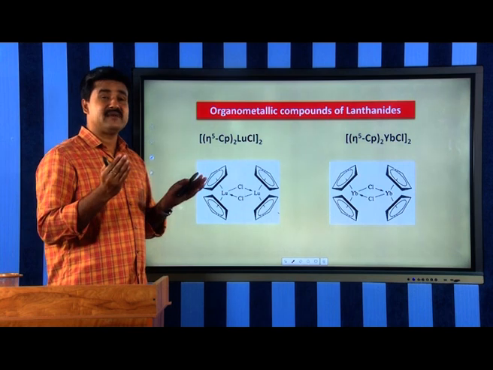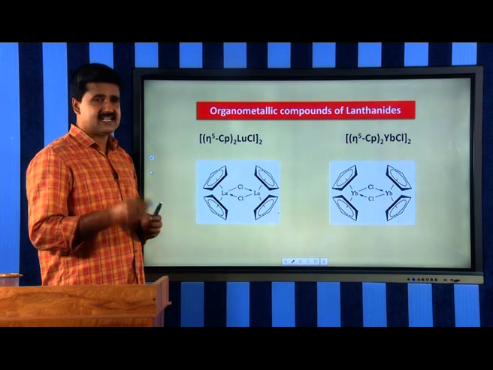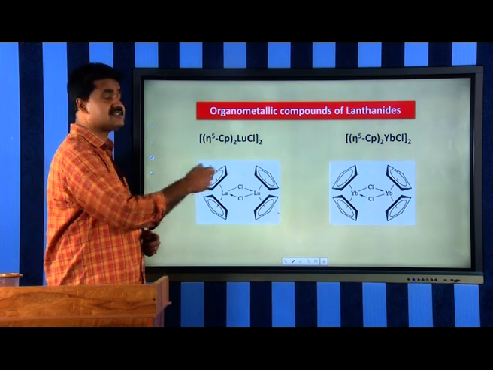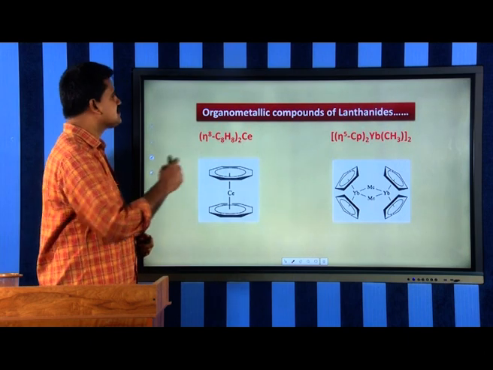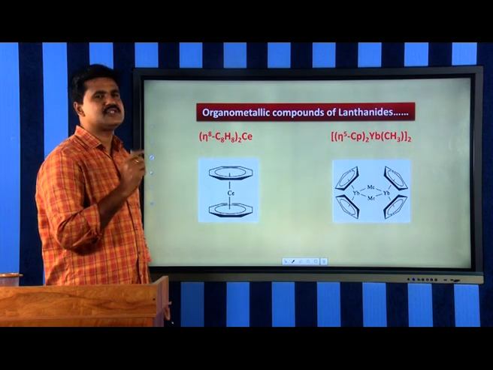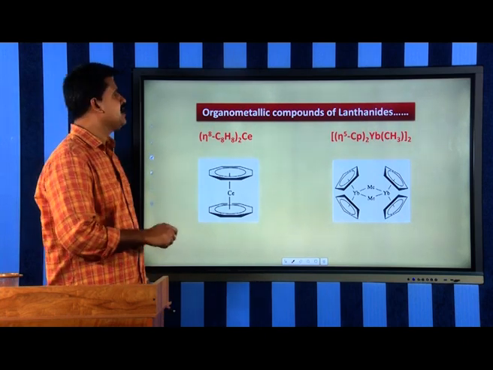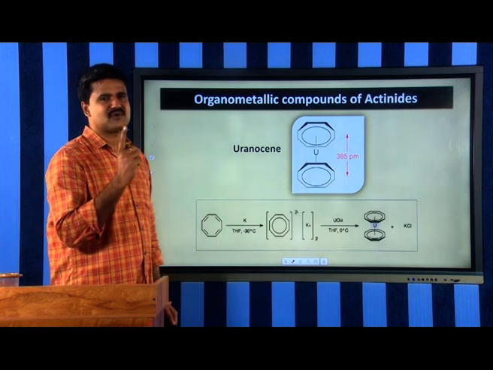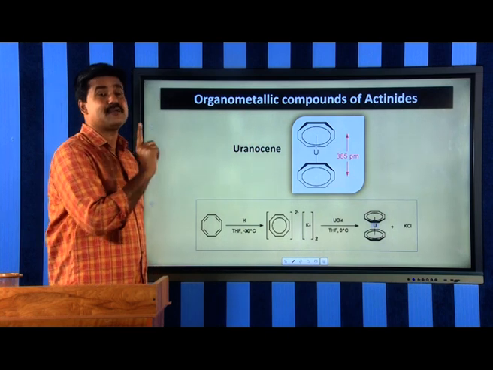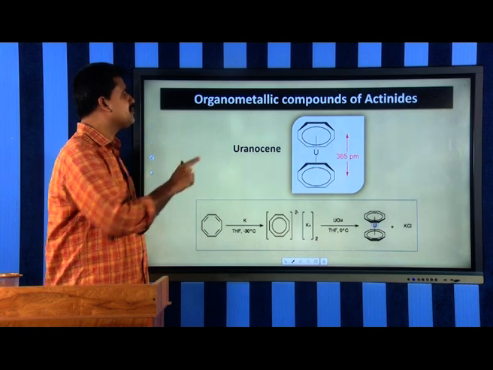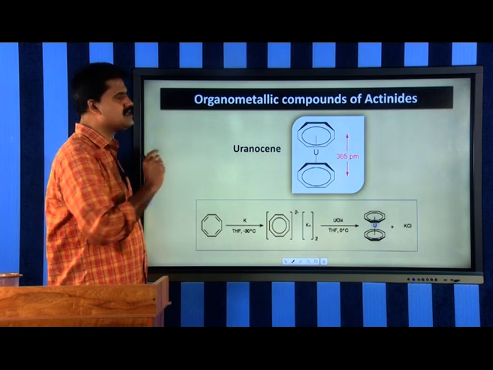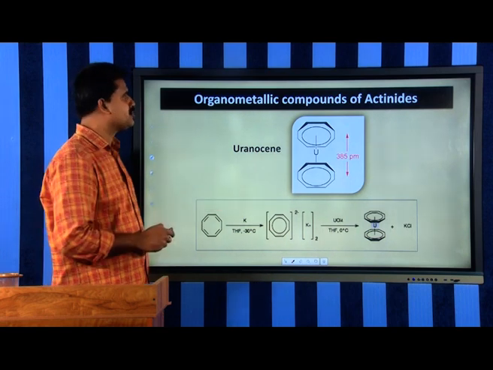Now, there are so many complexes of lanthanides and actinides. These are some important lanthanide organometallic compounds, several structural variations are there. This also forms organometallic compounds of lanthanides, (eta 8 C8H8)2 cerium is a good example, and so many organometallic compounds from actinides also. The most popular example is uranocene. It is not a metallocene. Metallocene contains a Cp ring, but uranocene contains the cyclooctatetraenyl ion as the ring structure. And this is the method of preparation of uranocene.